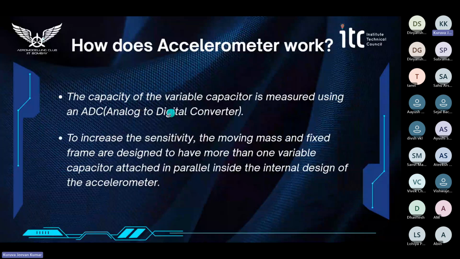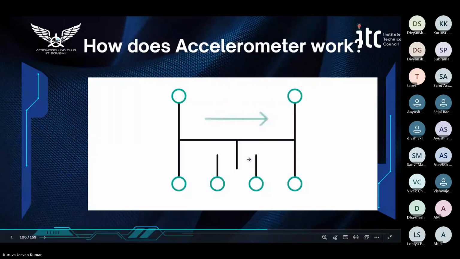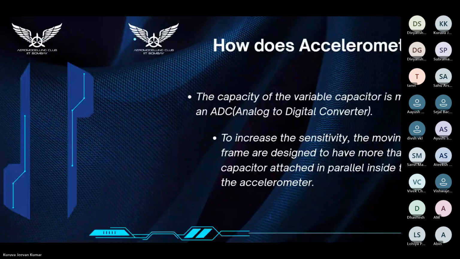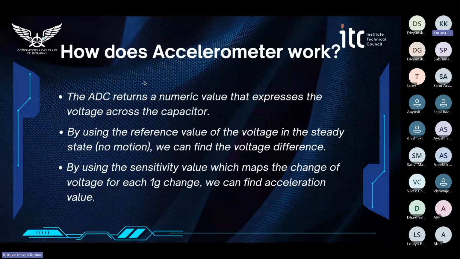The capacitance of the variable capacitor is measured using an ADC, analog to digital converter. To increase the sensitivity, the accelerometer has more than one variable capacitor connected in parallel. You can see them here like this. Here there are four.